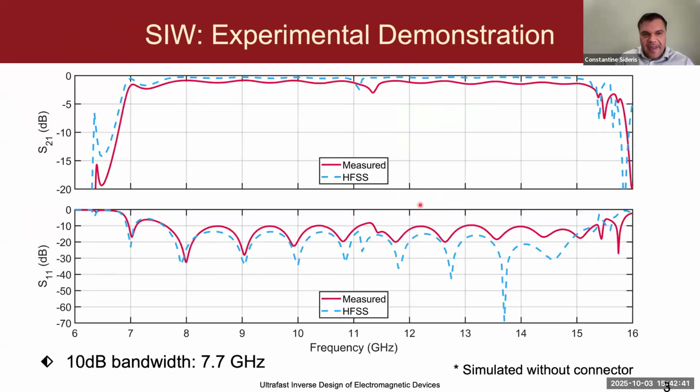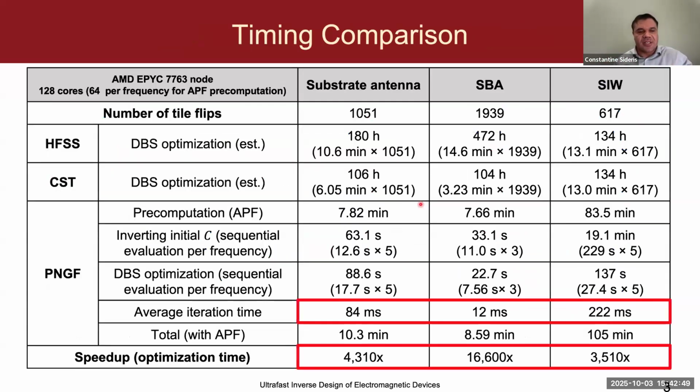And so the 10 dB bandwidth is almost 8 gigahertz, and the insertion loss is actually less because it's so much shorter than if you had used that adiabatic taper. So let's look at some timings. I haven't shown timings, I just showed the actual devices and their EM performance, but let's see how long it took to design these devices.